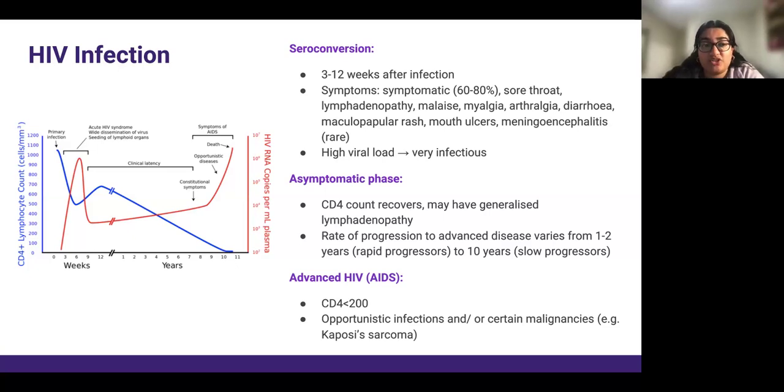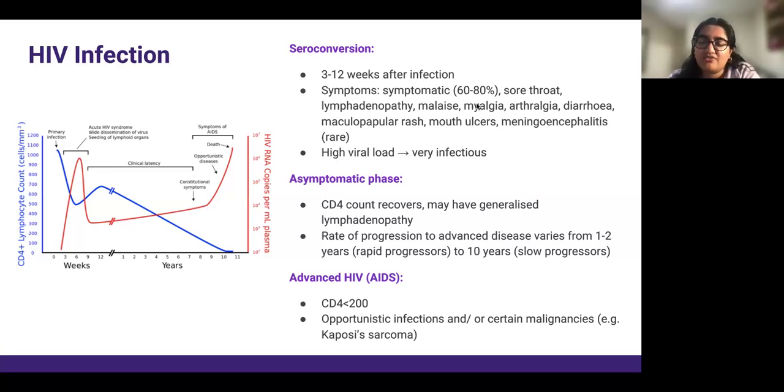There are also two types of HIV, HIV-1 and HIV-2. HIV-1 is by far the most common type, and HIV-2 is a lot less common and only in some areas of Africa. Normally you get the primary infection, and then you have a seroconversion phase about 3 to 12 weeks after the infection. And this is symptomatic in about 60 to 80% of people. So in some people, they may not realize that they've even contracted HIV.